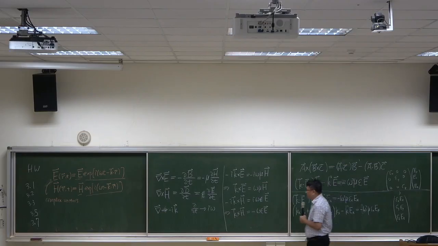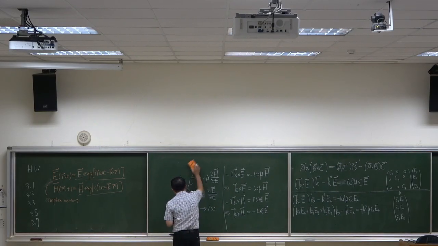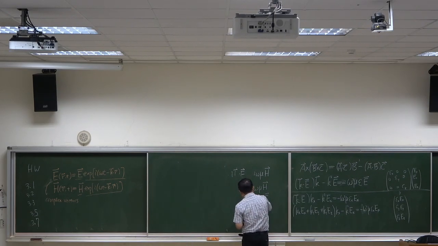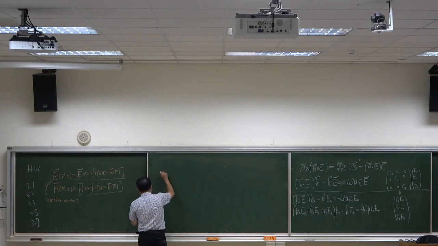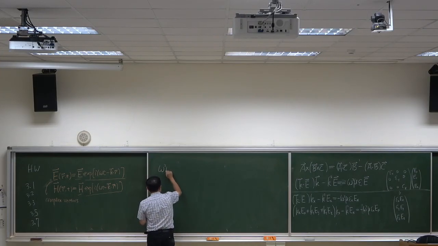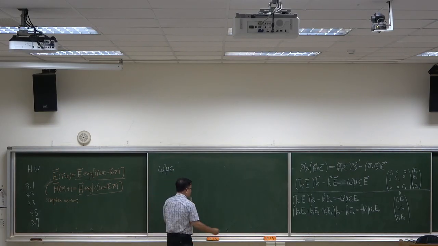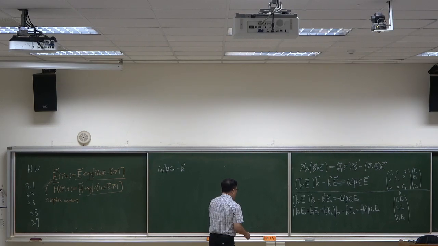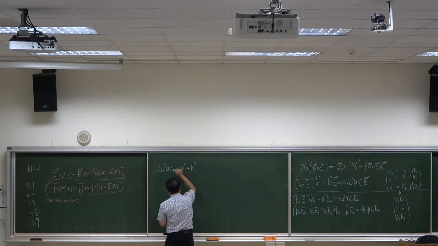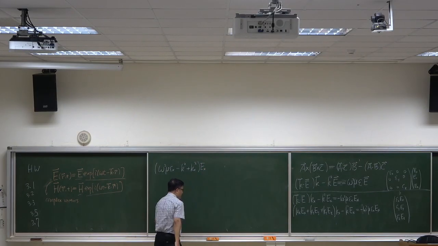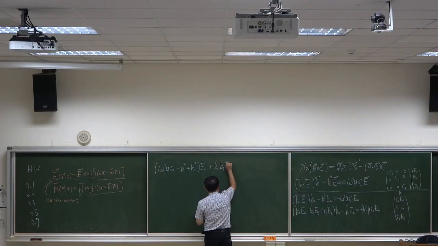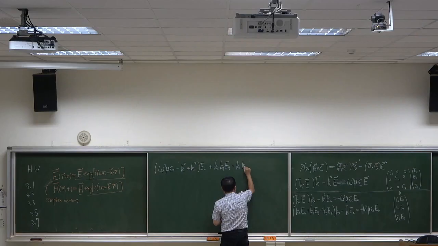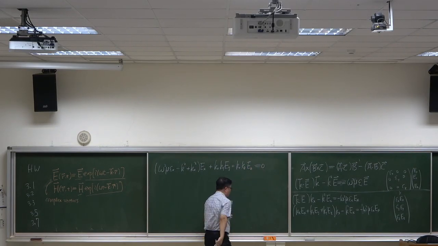Okay. So I can write this as omega squared mu epsilon x minus k squared plus kx squared times Ex plus kx ky times Ey plus kx kz times Ez equal to 0. Okay.